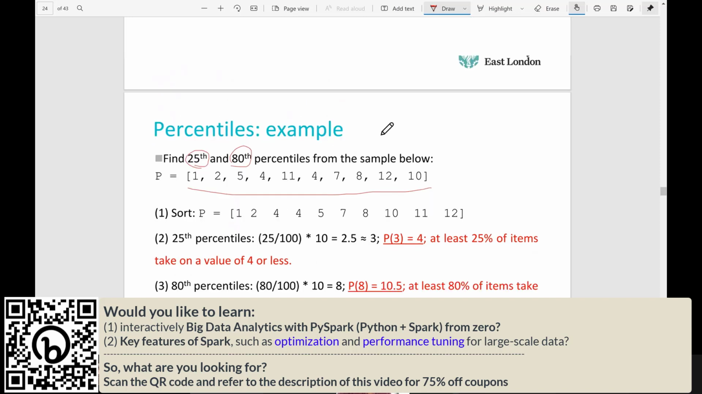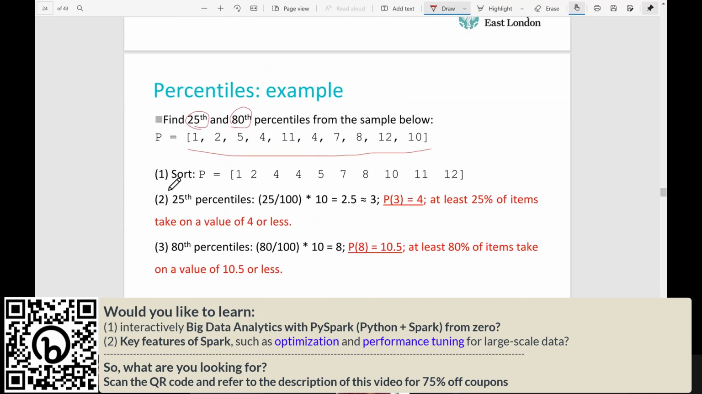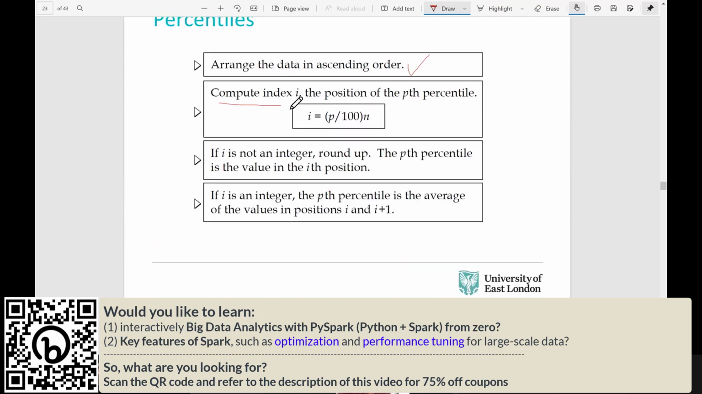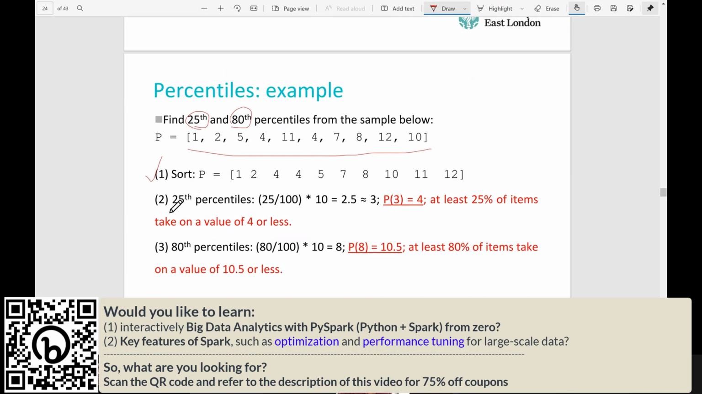To calculate a percentile, the first task is to arrange the data in ascending order. So we did that here: number one, sort the data in ascending order. Okay, great. The second step is to compute the index, the position of the P-th percentile: P divided by 100 and then multiplied by n. P is the percentile value that we want to consider. Here I want to calculate the 25th percentile, so 25 divided by 100 multiplied by the number of values. There are 10 values, right? The answer is 2.5.